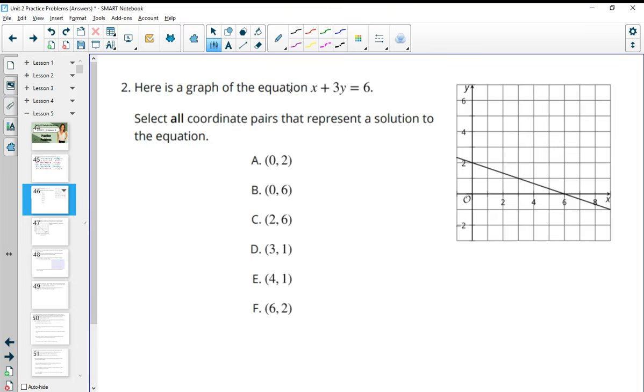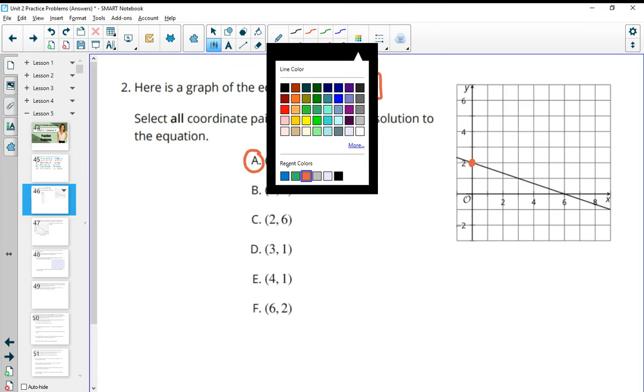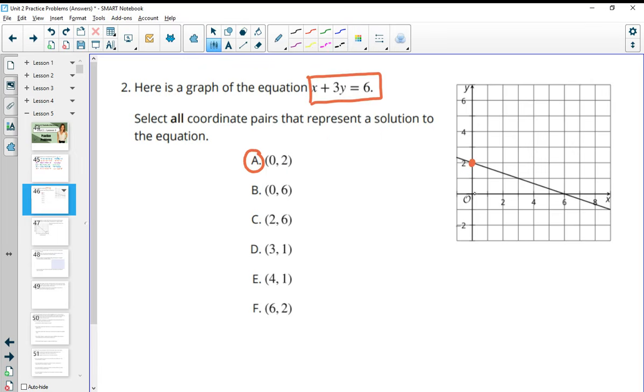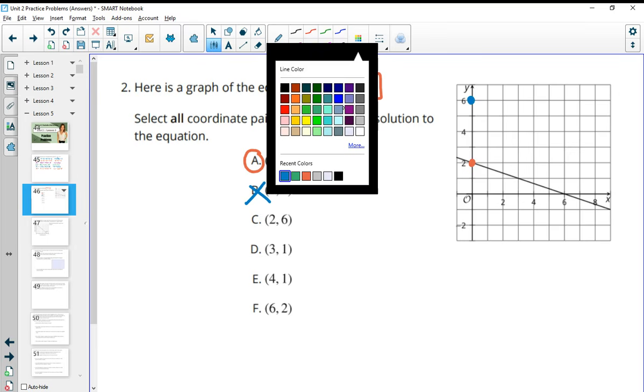Number 2, now we have a graph of this equation, and we want to decide if these coordinate pairs are solutions. So to be a solution, the ordered pair would need to be on this line. So we'll go to the point 0, 2. So we go 0 in the x direction, 2 in the y direction. That one is on the line, so it's a solution. B is the point 0, 6. And 0, 6 is not on that line, so that one won't be a solution.